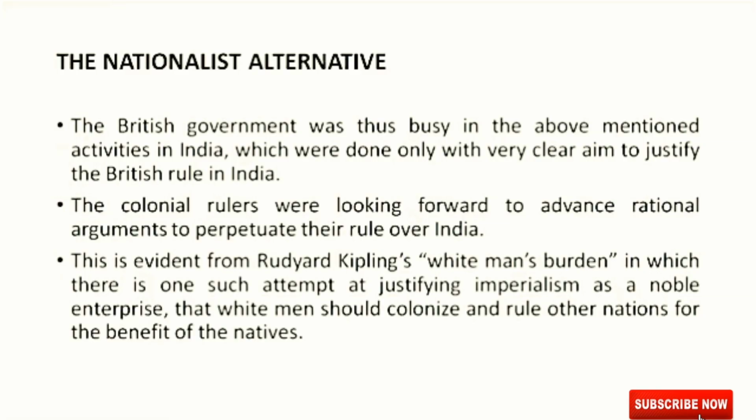The British government was thus busy in the above-mentioned activities in India, which were done only with a very clear aim: to justify the British rule in India. The colonial rulers were looking to advance rational arguments to continue their rule over India. This is evident from Rudyard Kipling's work. For example, he wrote a book, The White Man's Burden, in which there is an attempt to justify imperialism as a noble enterprise, that white men should colonialize and rule other nations for the benefit of the natives of that nation.